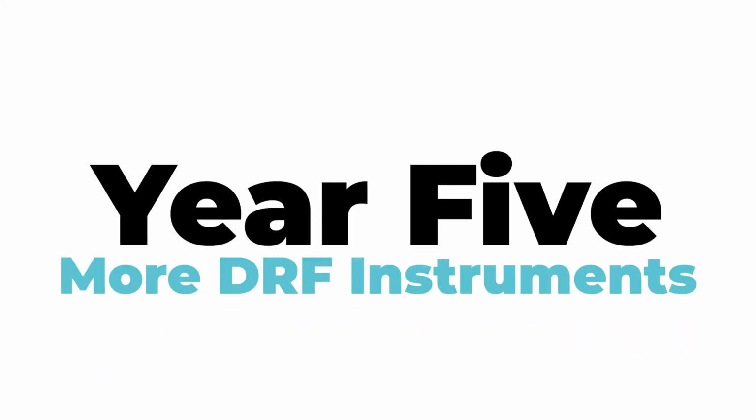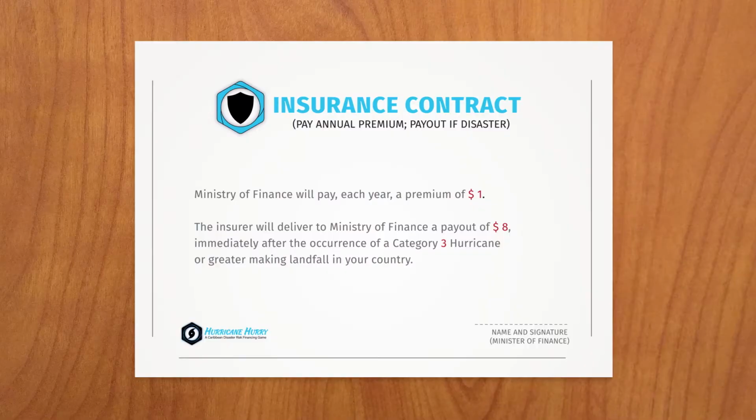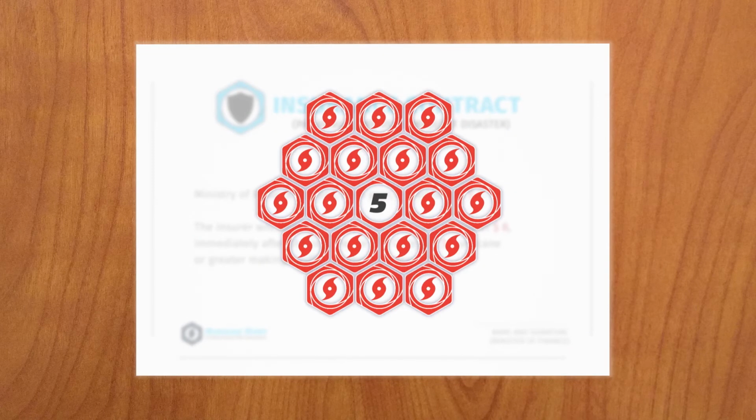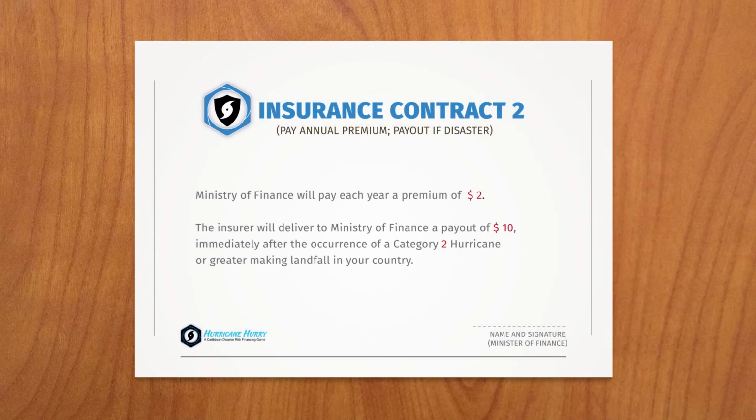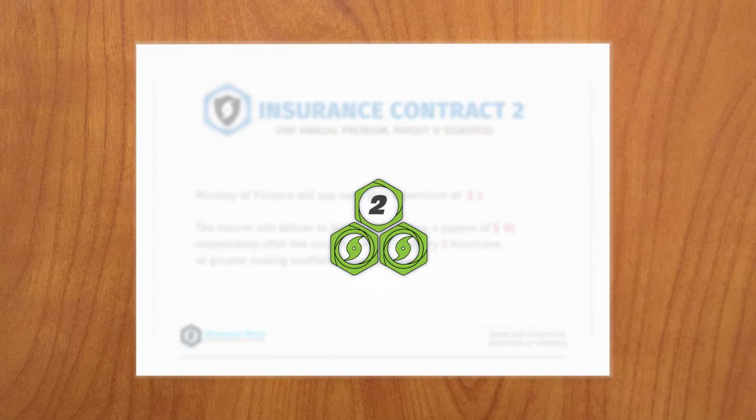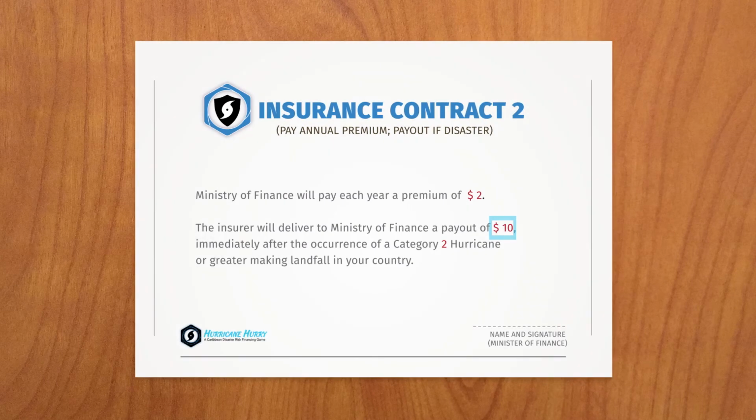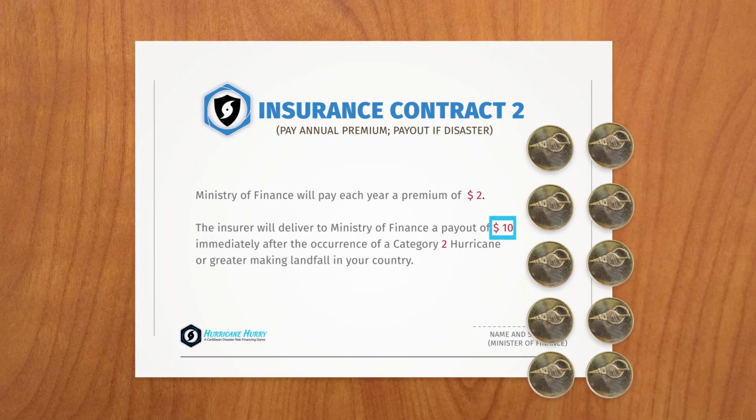And then we move on to what will become the last round. We're going to introduce an additional option for insurance. Remember, the first insurance contract was you pay 1 upfront, and if a category 3 or bigger hits, you get 8. Well, this other insurance contract has a similar structure but different numbers. You pay 2 upfront. If a category 2 or bigger happens, you get a payout of 10. And with that, you can better deal with the financial consequences of the disaster.